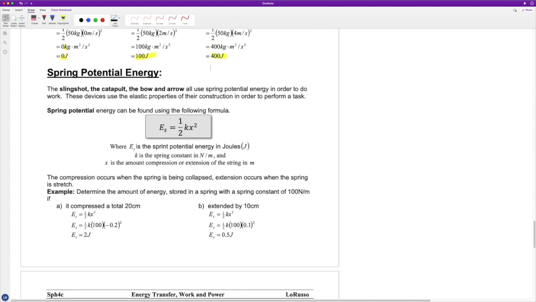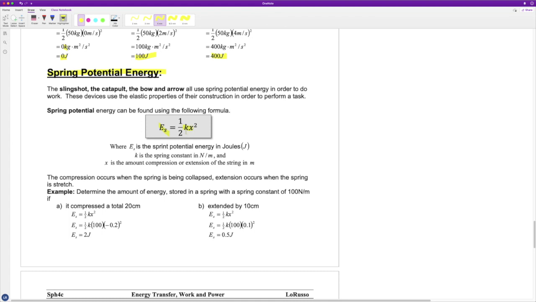And the final formula for today is spring potential energy. Now, the formula for the spring potential energy is very similar to the kinetic energy. ES stands for the energy of a spring. It is equal to 1/2 times K, and K is something called the force constant of the spring, or basically K represents how stiff the spring is. The larger the K value, the more stiff the spring. The smaller the K value, the less stiff the spring is.